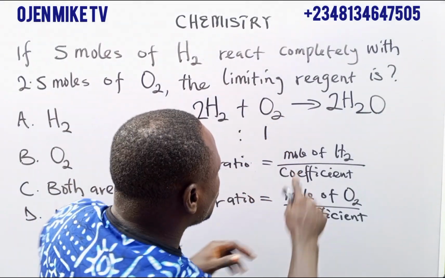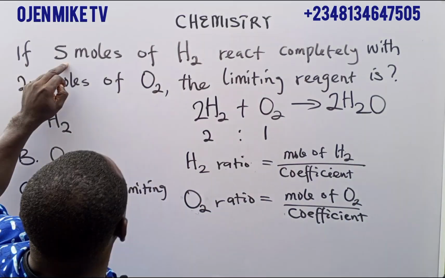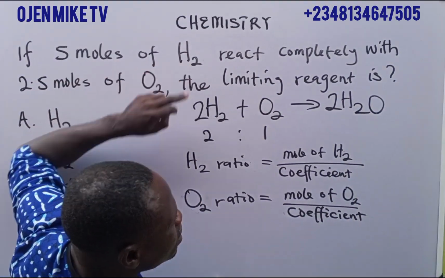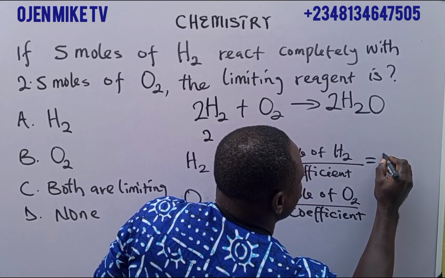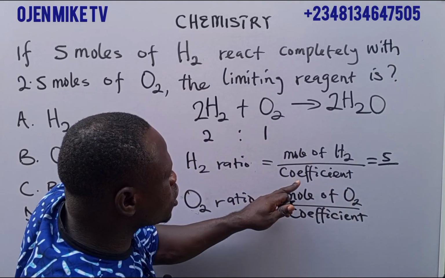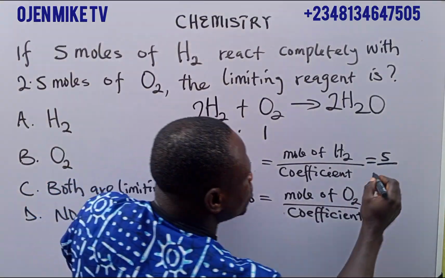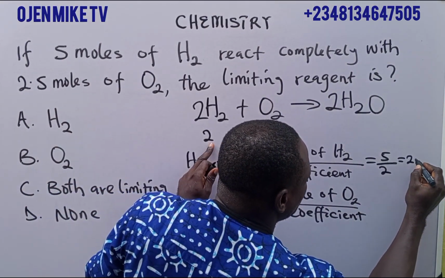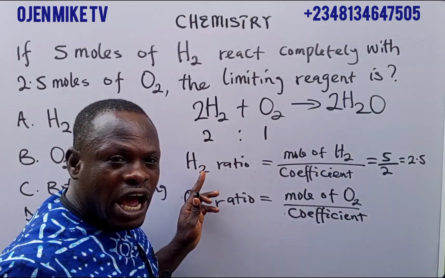1. Well, what is the mole of hydrogen gas given? 5 moles of hydrogen gas. So it equals 5 divided by the coefficient of hydrogen gas. Have you seen? The coefficient is 2. 5 divided by 2 gives us 2.5. That is the one for hydrogen gas.